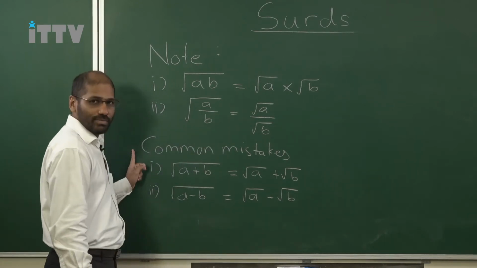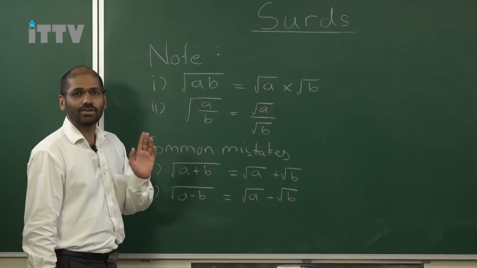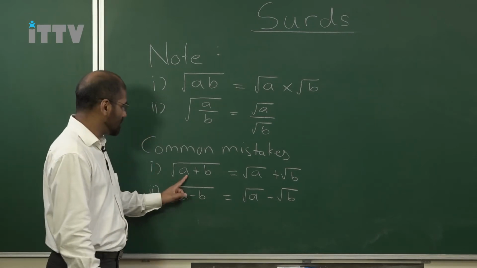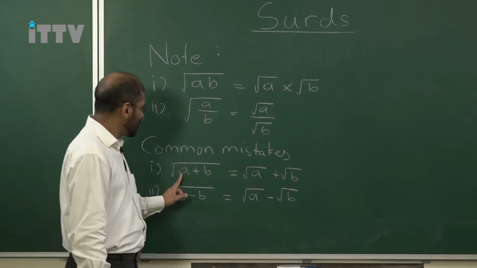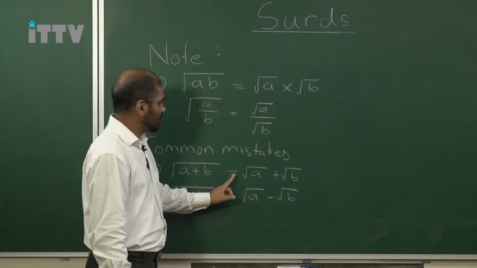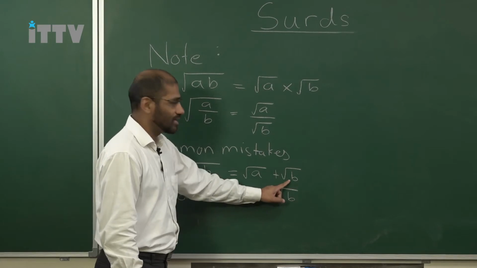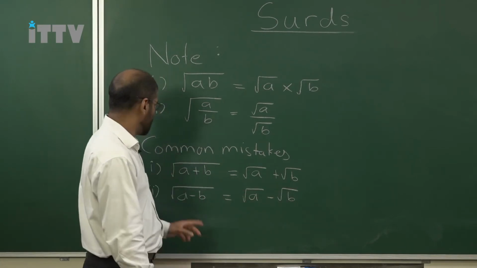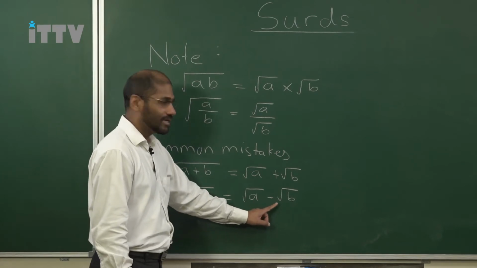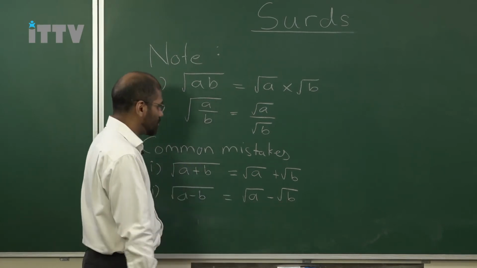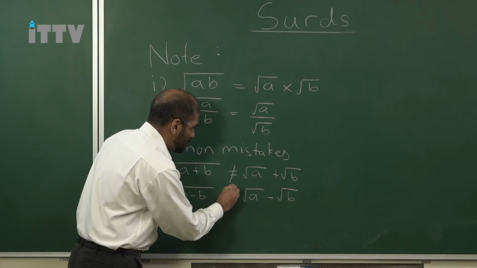And these are common mistakes. The same rule does not apply for addition and subtraction. In other words, surd of A plus B is not equal to surd A plus surd B. And surd of A minus B cannot equal surd A minus surd B. So this symbol has to be used.